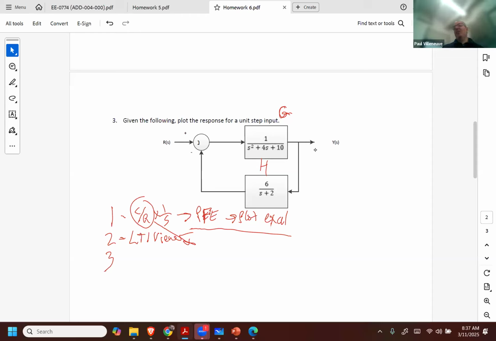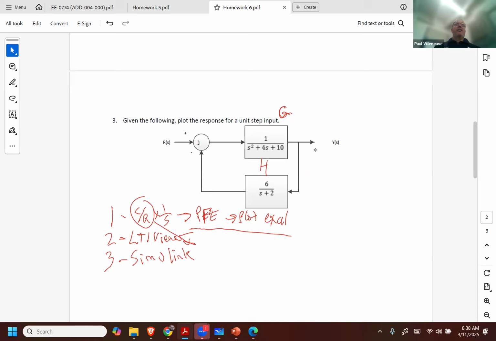I have 3 options. What's the third one? You've been doing it in lab, right? Any one of those 3 will work.